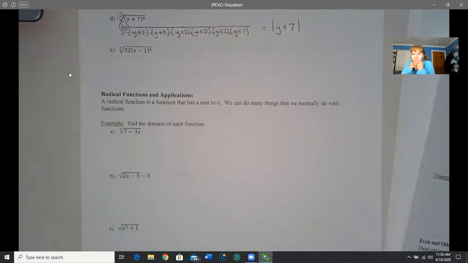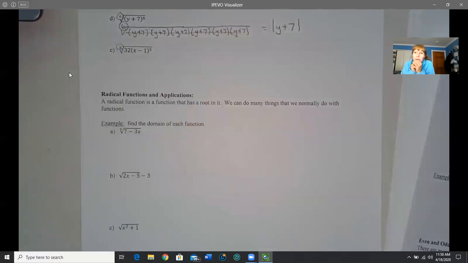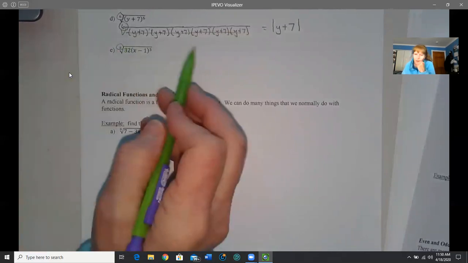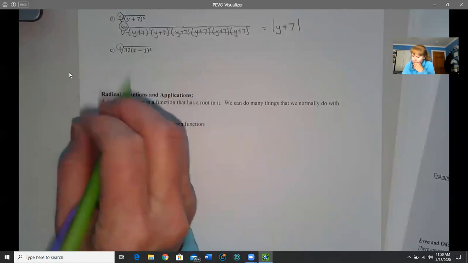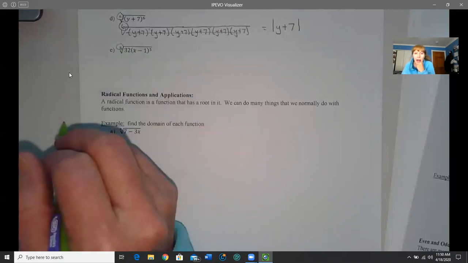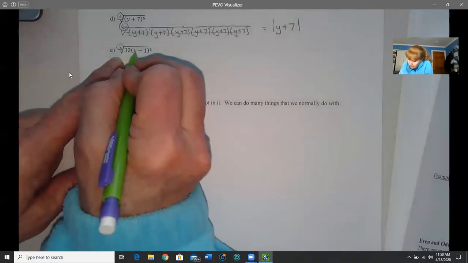5. Okay, 5 here. This index is odd. So I don't have to worry about absolute values. And what comes out, comes out. If you would have had a negative 32, you're going to have a negative when it comes out. The signs just stay the same. So I don't have to worry about absolute values because that's odd. And odds can have negatives inside.